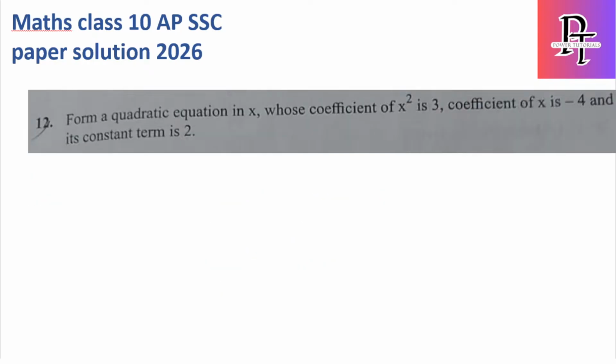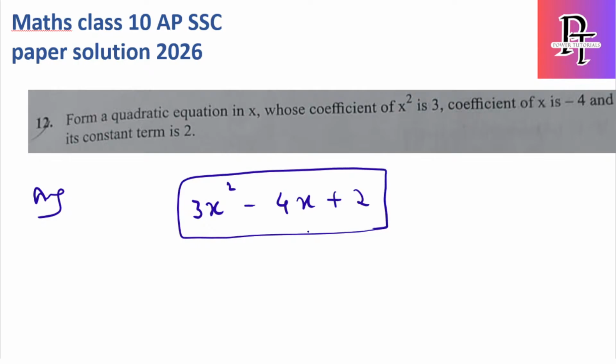Form a quadratic equation in x whose coefficient of x square is 3. Okay, so they have provided all the coefficients. The standard equation of a quadratic should have x square, it should have x, and it should have some constant. Coefficient of x square is 3, so 3x square. Coefficient of x is minus 4, so minus 4x, the constant term is 2. So this is the quadratic equation with the given condition: coefficient of x square is 3, coefficient of x is minus 4, and the constant term is 2.